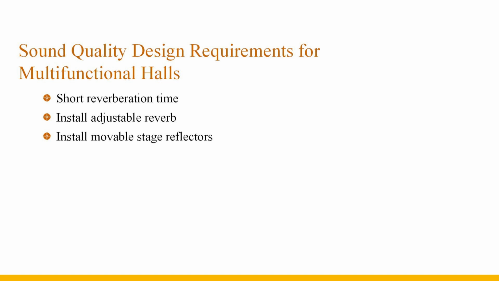Since the sound absorption of the audience accounts for the largest proportion of the total sound absorption of the hall, and all interfaces cannot be made active, it is difficult to change the reverberation time by more than 10%. The movable stage reflector is used in combination with the adjustable reverberation device in the hall, which can change the reverberation time of the hall by up to 20%.